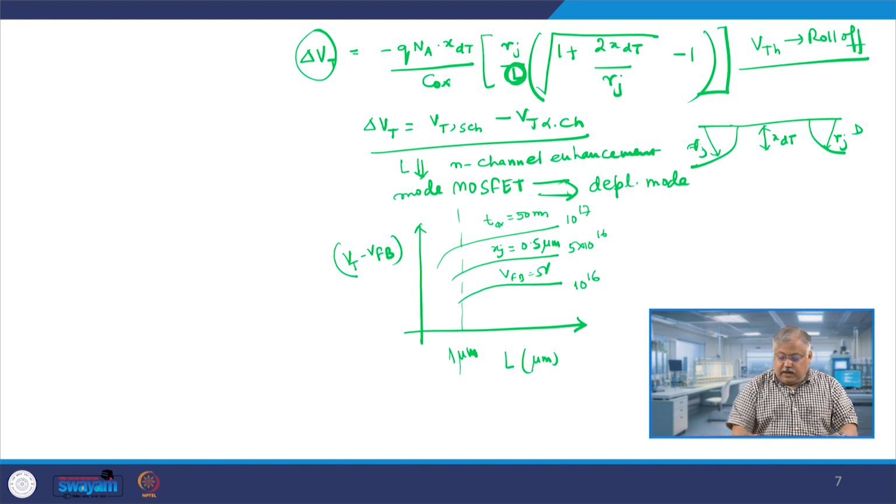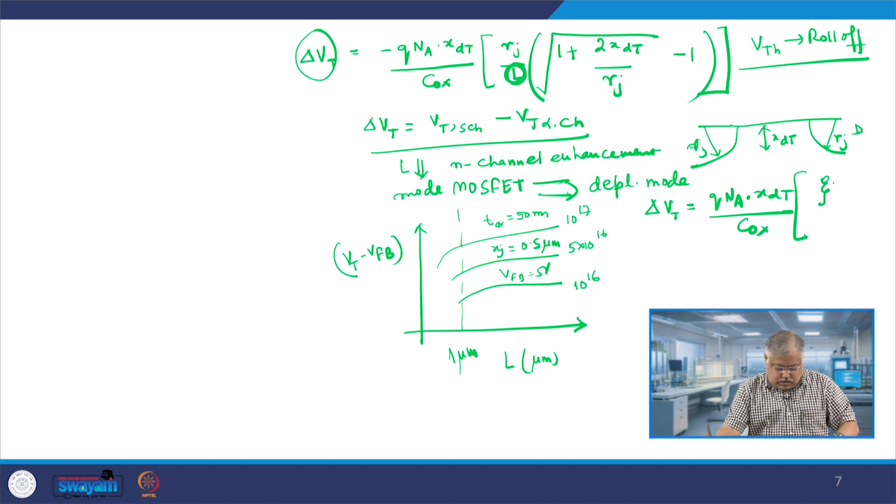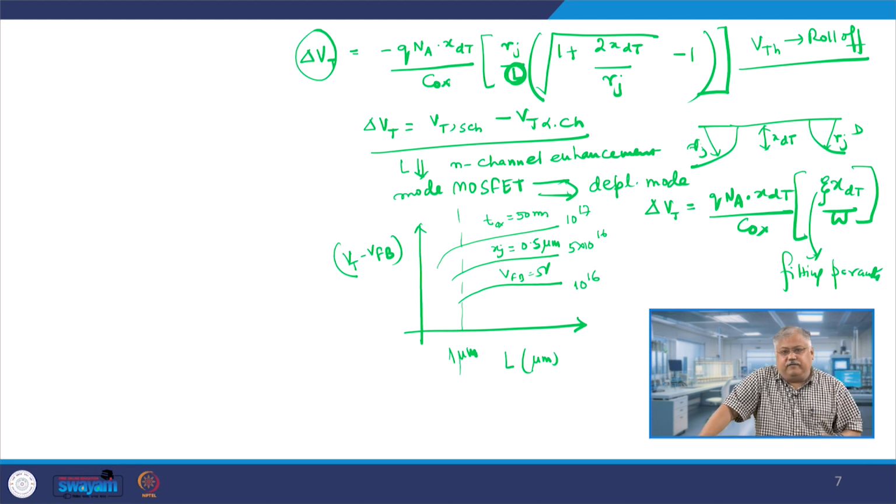Now, we write down in this case delta Vt equals Q times Na into x dt divided by C oxide into epsilon x dt divided by W. This is a fitting parameter and depends upon many factors, but at this stage let us treat it just as a fitting parameter. Therefore, you see the change in the threshold voltage in saturation is given by this formula.